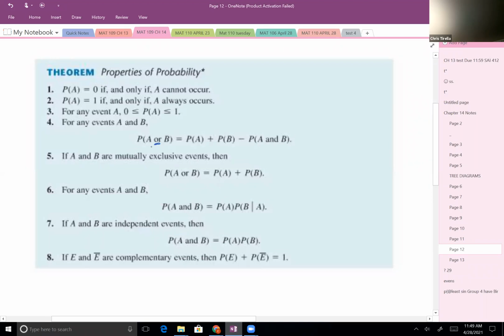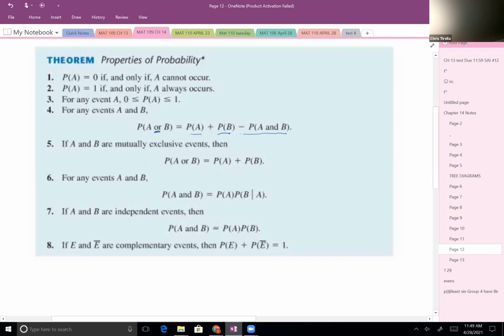Probability of A or B is equal to the probability of A plus the probability of B. And remember, we have to subtract the chances that they occur at the same time. Probability for events A and B is the probability of A times the probability of B, given that A already occurred. And like with the birthday months, if I have complementary events, the sum of their probabilities is 1. So we can say that the probability of an event is equal to 1 minus the probability of its complement.